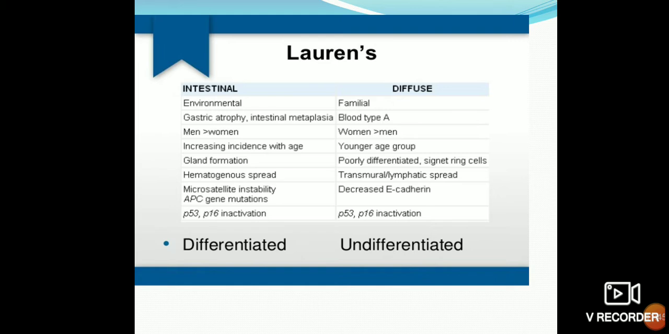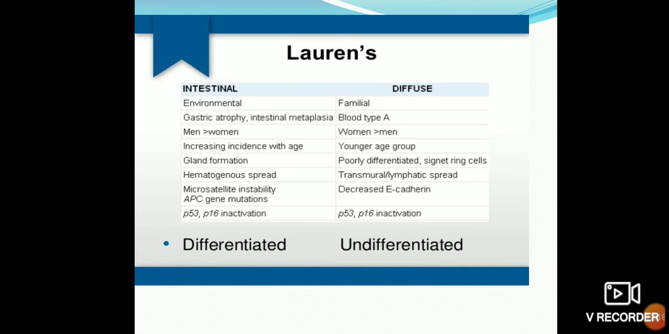Incidence increases with age in intestinal type, while diffuse occurs in a younger age group. Gland formation occurs in intestinal type, while in diffuse form poorly differentiated signet ring cells are present. Intestinal type has hematogenous spread, while diffuse has transmural or lymphatic spread. Intestinal type shows microsatellite instability and APC gene mutations, and diffuse type shows decreased E-cadherin.